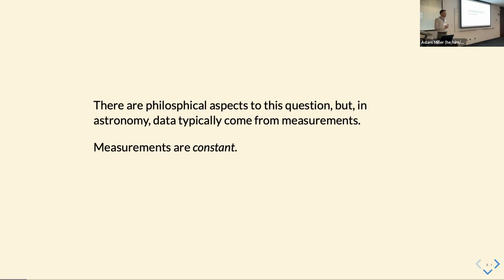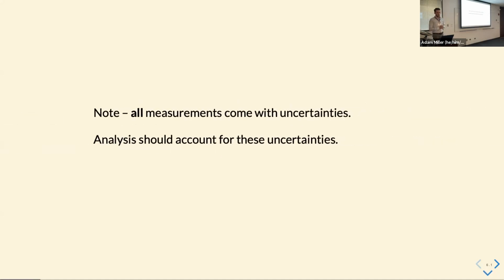And now I'm going to introduce an idea that you maybe have not heard before. And that idea is that measurements are constant. What does that mean? Once a measurement has been made, the measurement has been made. It does not change. Measurements do not change. Furthermore, all measurements, this is a fundamental limitation of physics, of how we understand how the world works, all measurements come with uncertainties. So if you're going to perform analysis, you're going to build models, you should account for these uncertainties.